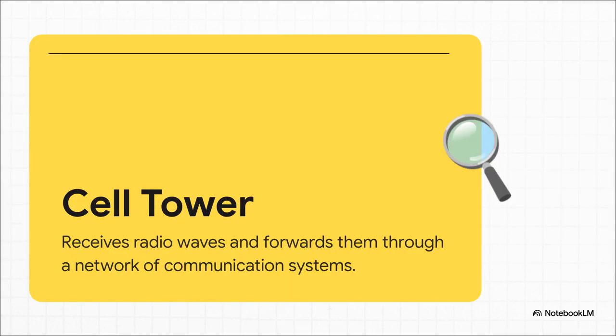Now, those radio waves you just broadcasted need somewhere to go. They travel immediately to the nearest cell tower. And this tower isn't just a lone receiver, it's a critical gateway. Once it grabs your signal, it forwards it into this massive, complex network of other towers and communication systems.